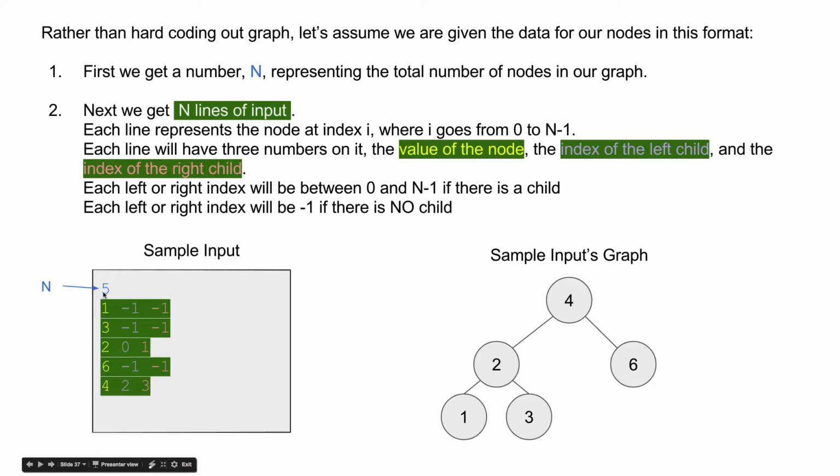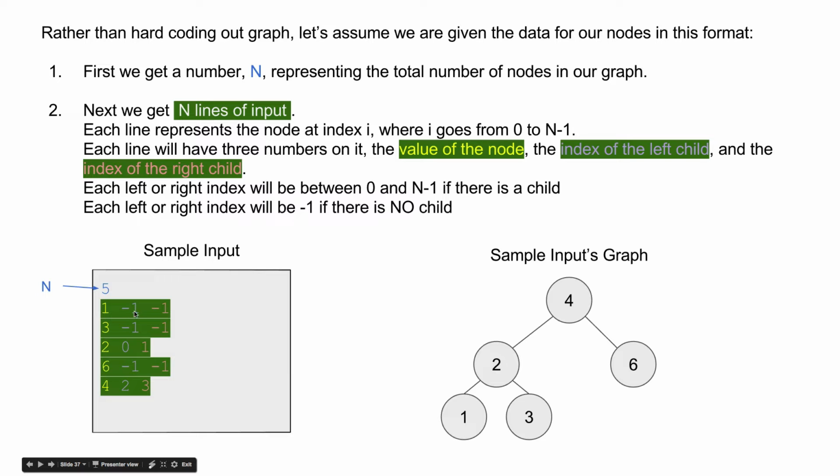So in this case, there's 5 lines, so 1, 2, 3, 4, 5. The next 5 lines of input will each have 3 numbers on them. The first number is going to be the value of the node, so in this case, the 1 is the 1 for this node here. The 3 is the 3 for this node here.